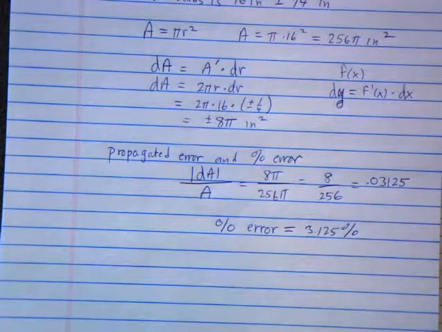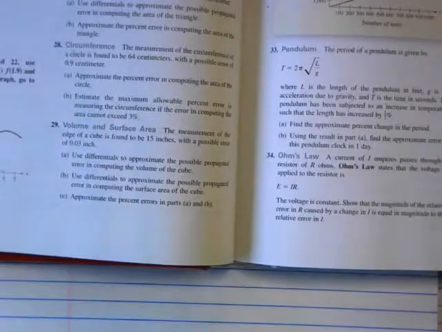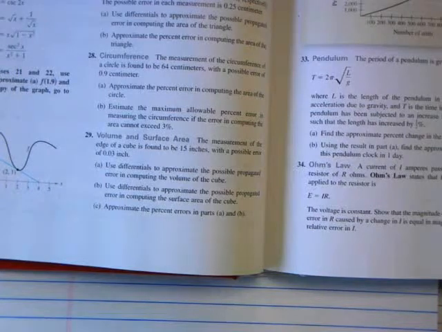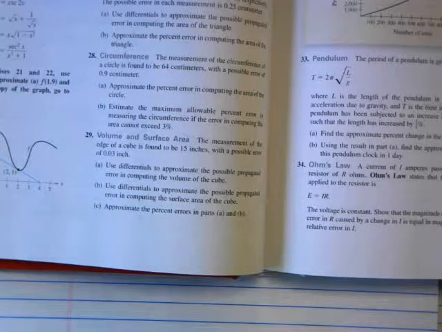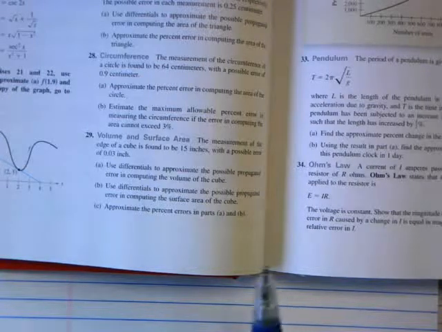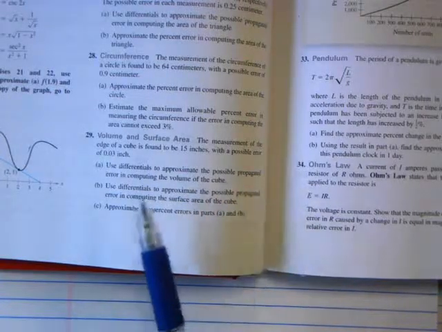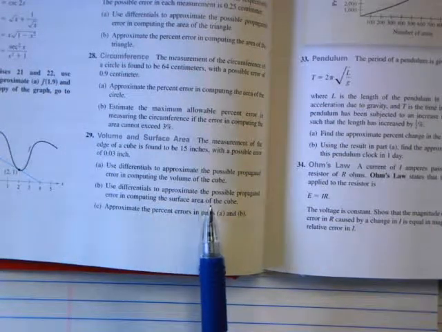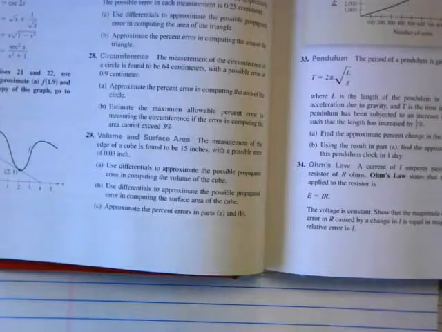Let's do one more of those. Let's see if we have another good one here. How about 29? The measurement of the edge of a cube is found to be 15 inches with a possible error of 0.03 inches. Use differentials to approximate the possible propagated error in computing the volume. Use differentials to approximate the possible propagated error in computing the surface area.